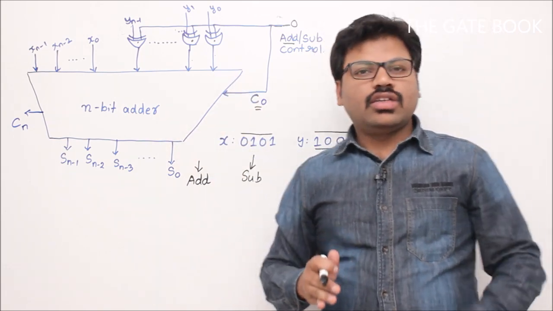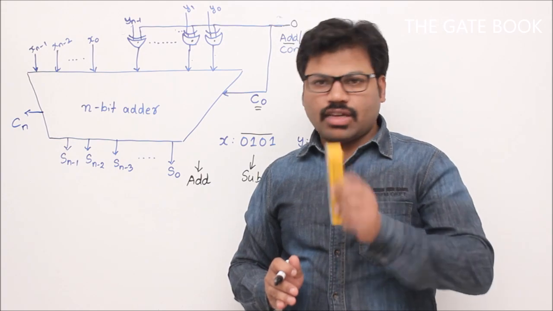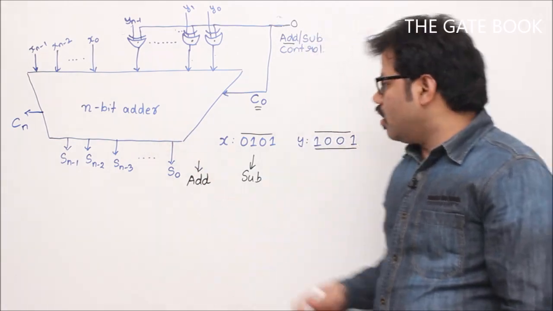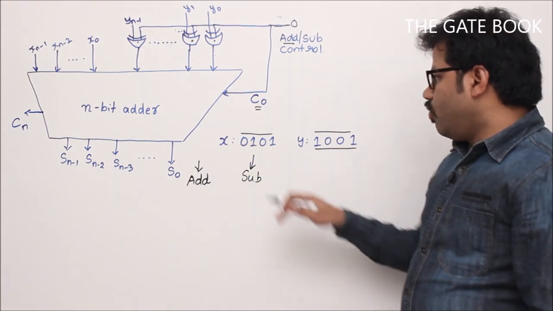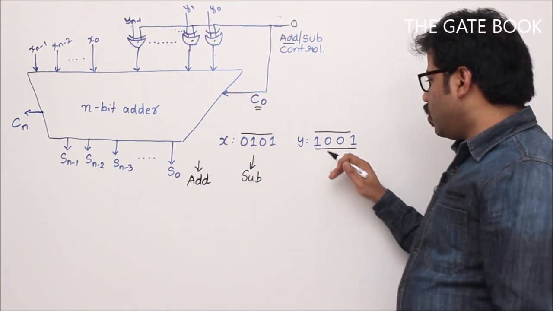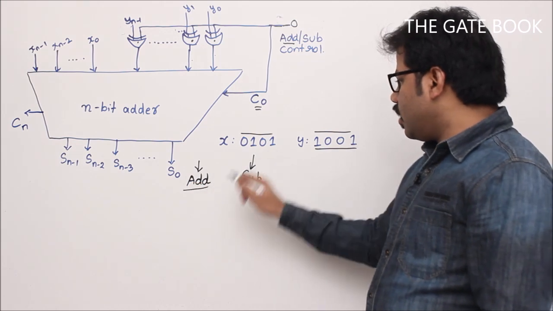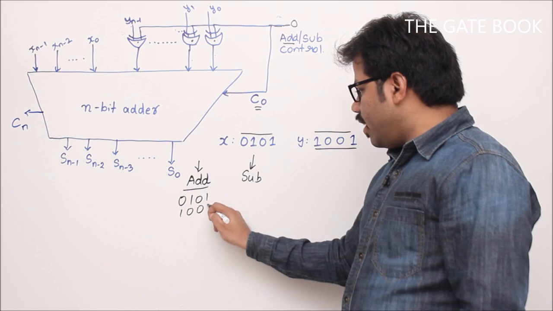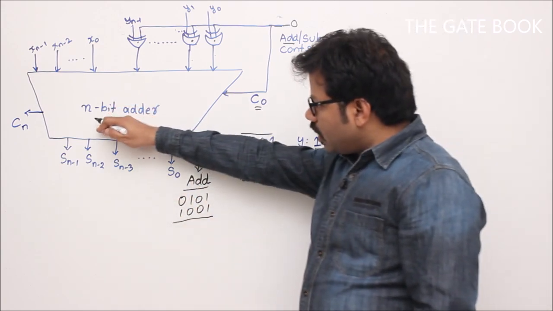Already I told you that. So if you have an adder circuit, that is sufficient, we can do subtraction also. How to do addition and subtraction? Let's recall. When you have x and y, 4 bits, let's say 0101, 1001. How to do addition? Addition is nothing but directly 0101 and 1001 to be added, correct? Yes, already we have a circuit for that.